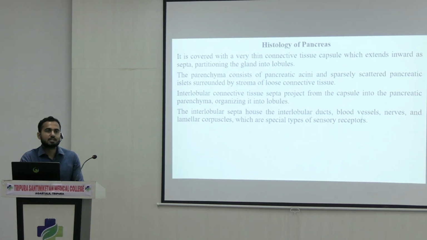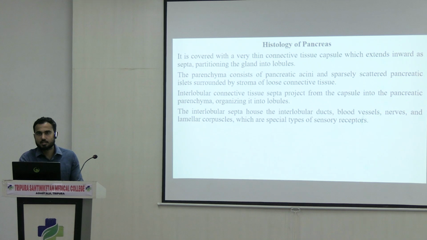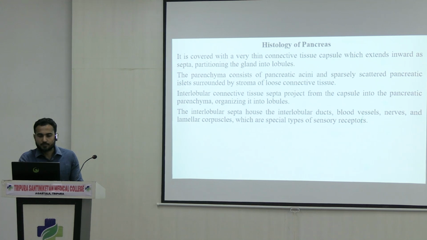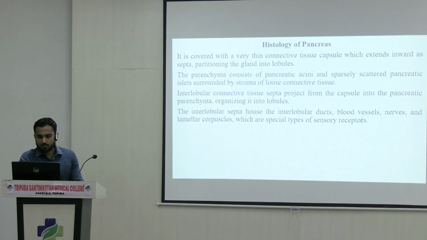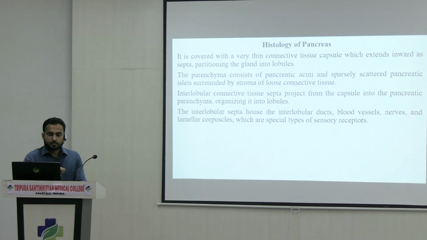Next, if you want to see the parenchyma of pancreas, as I said, it is divided into two parts, that is the exocrine part and the endocrine part. Now, the parenchyma of the pancreas is mainly made up of pancreatic acini and pancreatic islets. So these are the two structures which are forming the pancreatic parenchyma. Pancreatic acini are for the exocrine part, and pancreatic islets for the endocrine part.